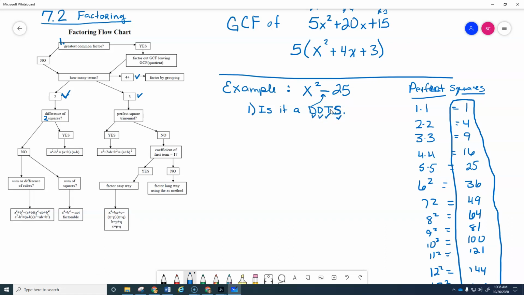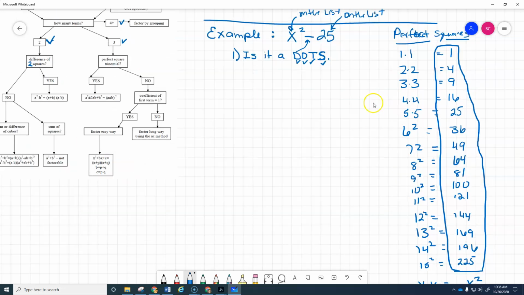So the answer is yes. How is the answer yes? Because x squared is on the list. This one's on the list, and this number is on the list. Now, is that a complete list?